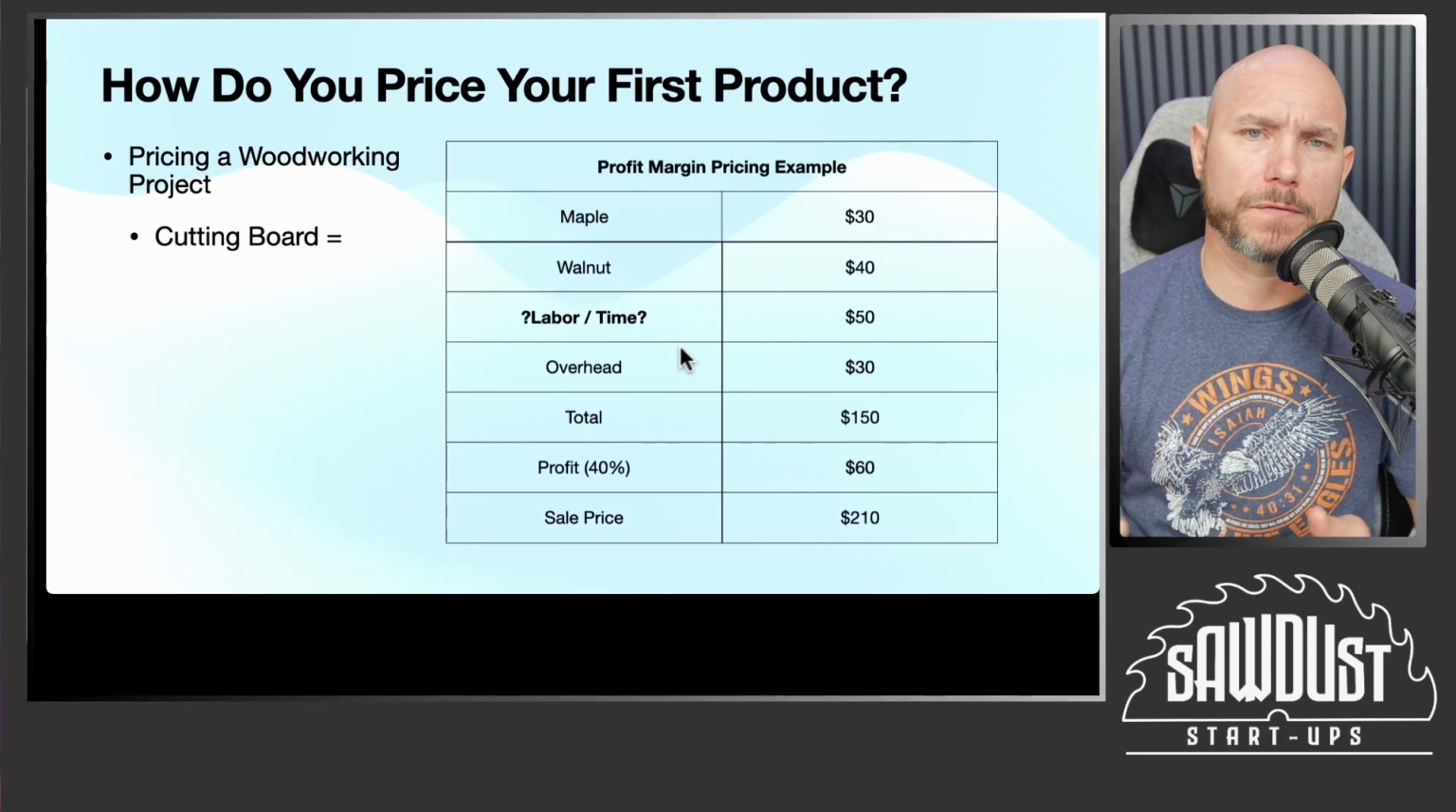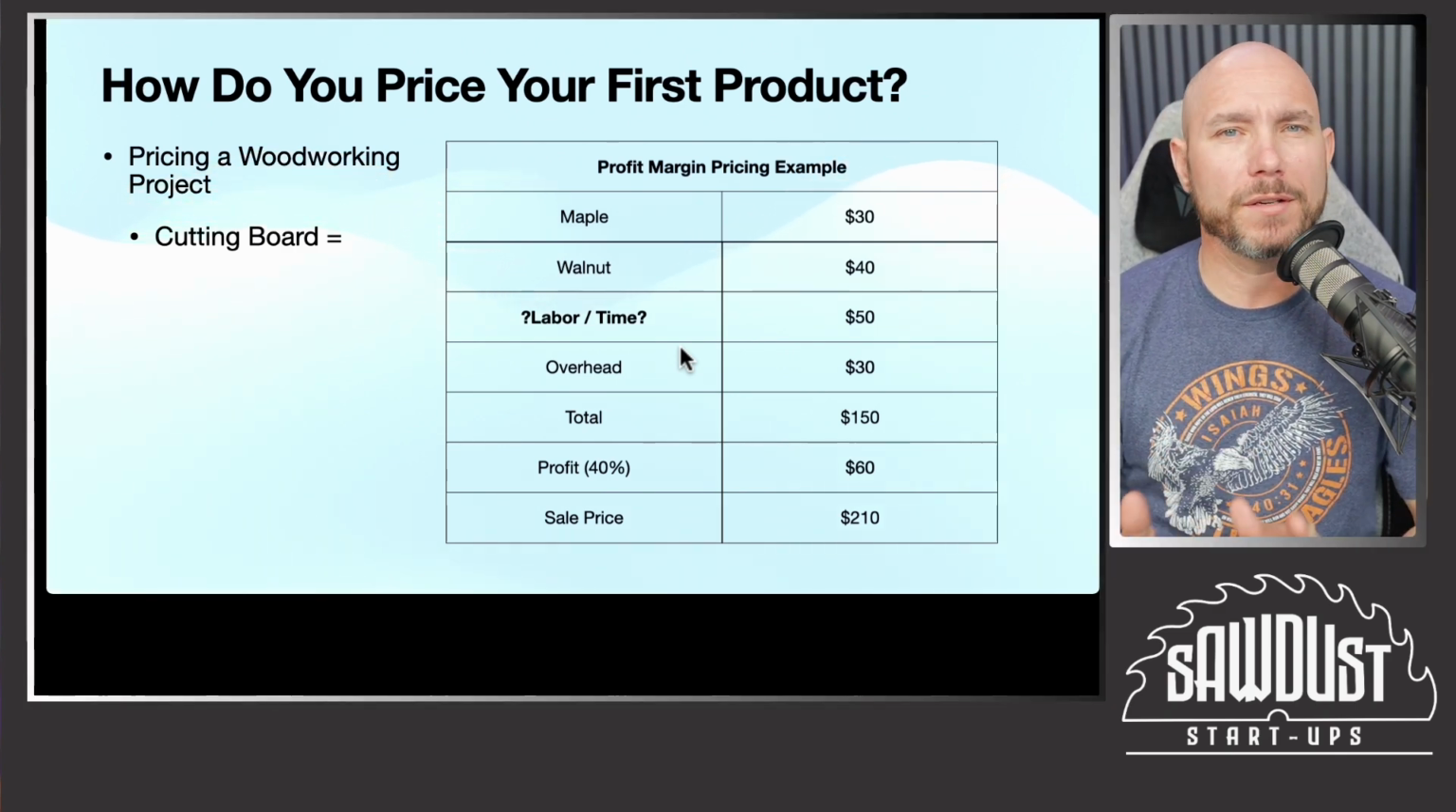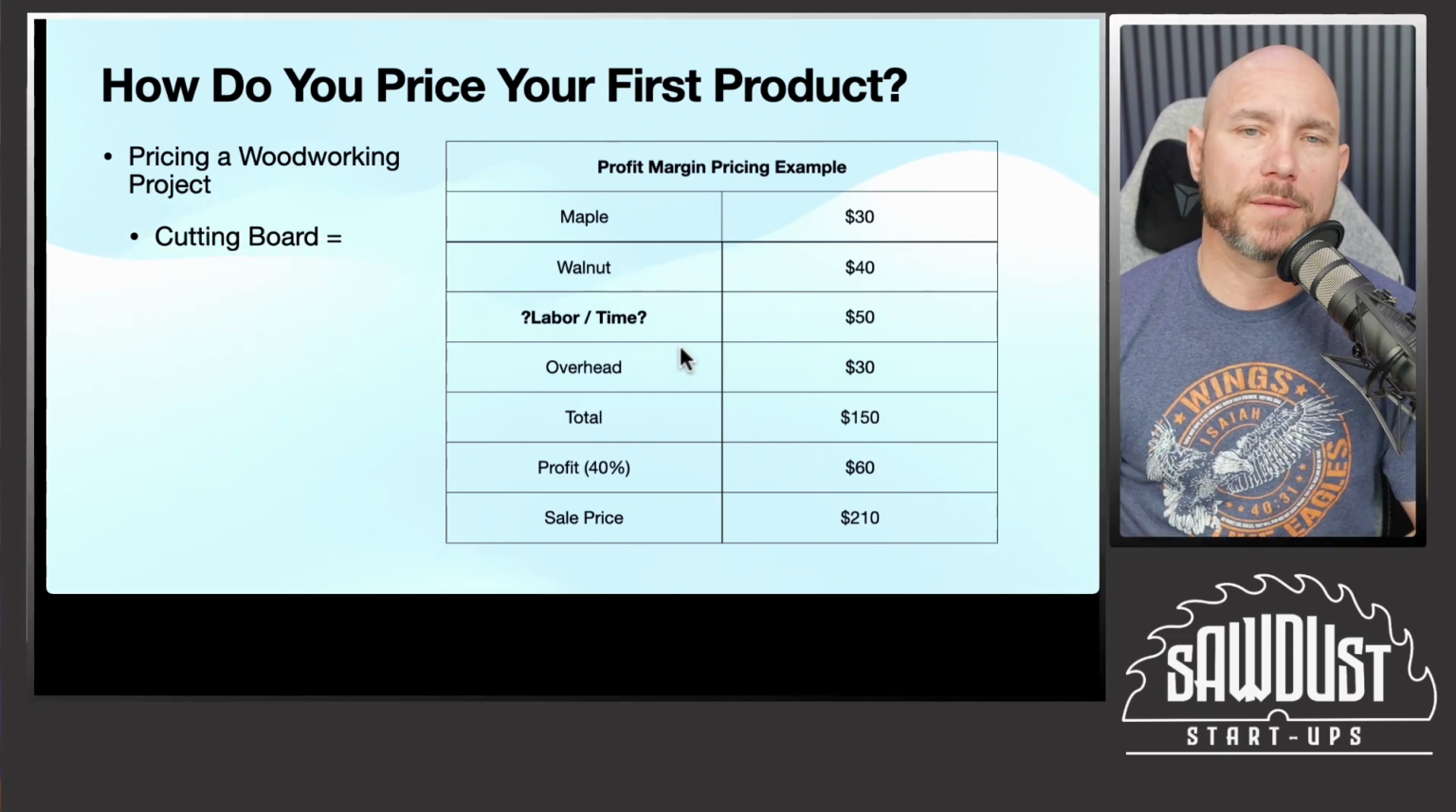Now, how do you price your first product? I think this is where most people get hung up. They're like, what am I doing? How do I price this? So I'm using the cutting board for an example.